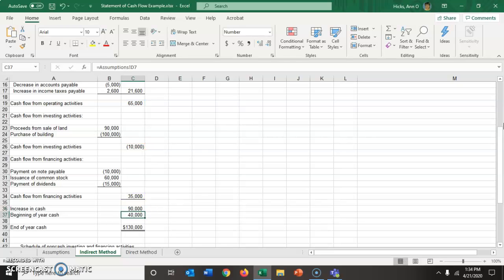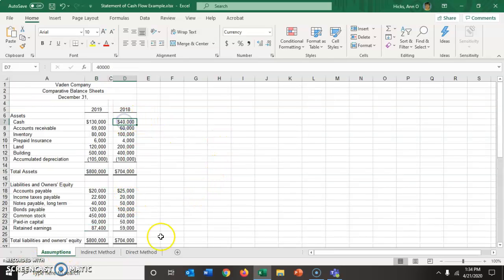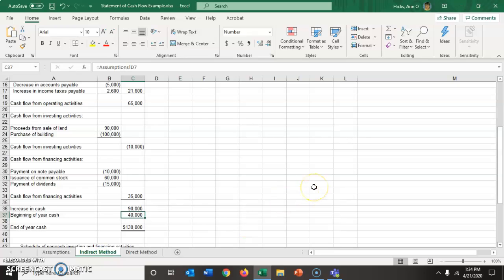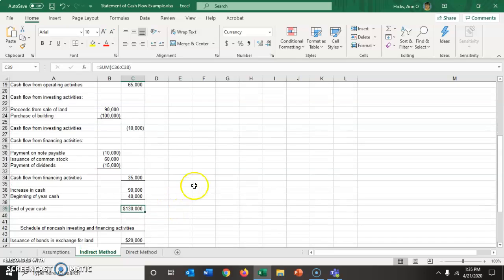Our increase in cash for the year is the sum of the cash flow from each of the 3 activities, with a $65,000 inflow from operating, a $10,000 outflow from investing, and a $35,000 inflow from financing. That's an increase in cash of $90,000. Our cash at the beginning of the year from the previous year balance sheet was $40,000, and we add that, which gives us $130,000 for end of the year cash. And to make sure, that number has to equal the cash on our balance sheet at the end of the year, which it does. Okay.